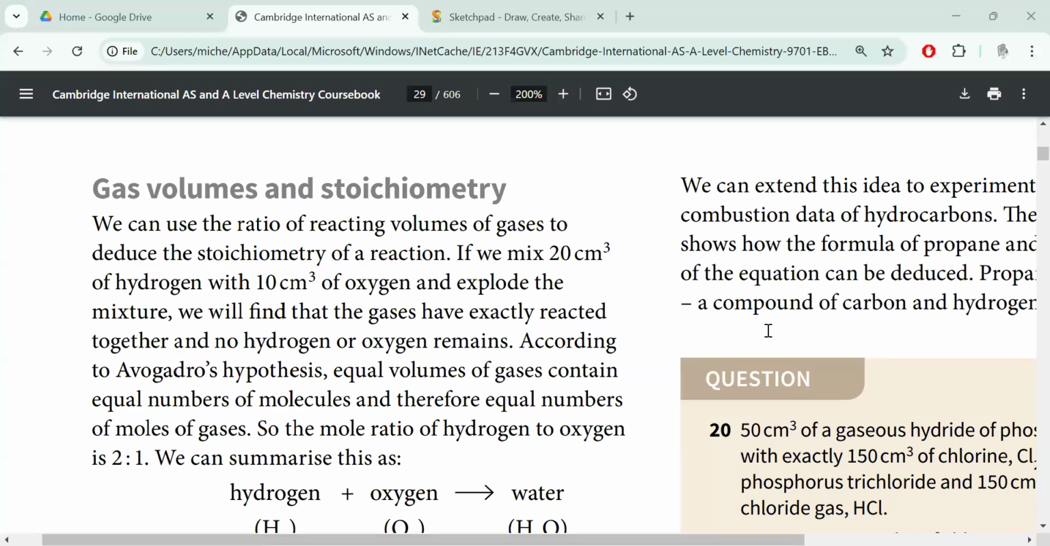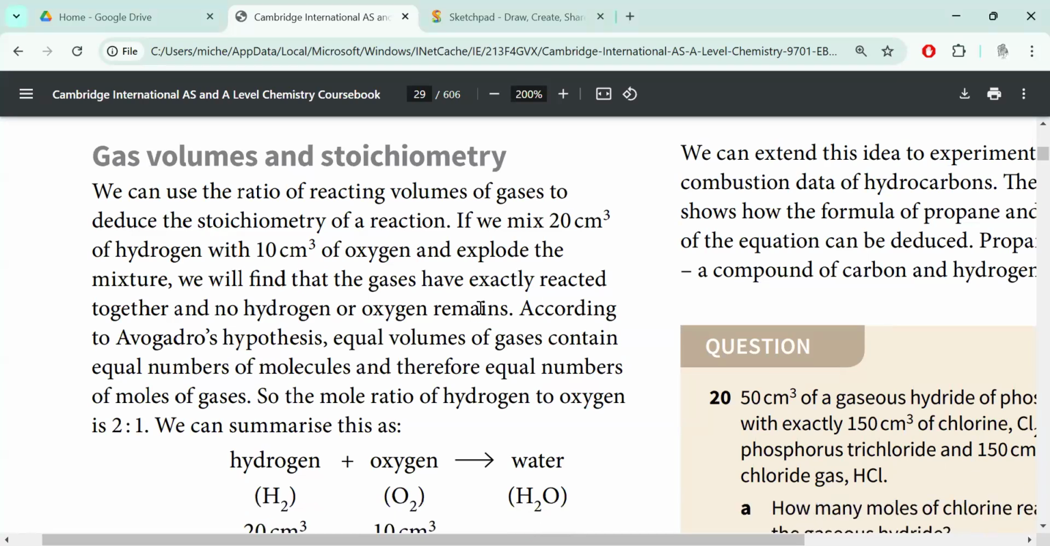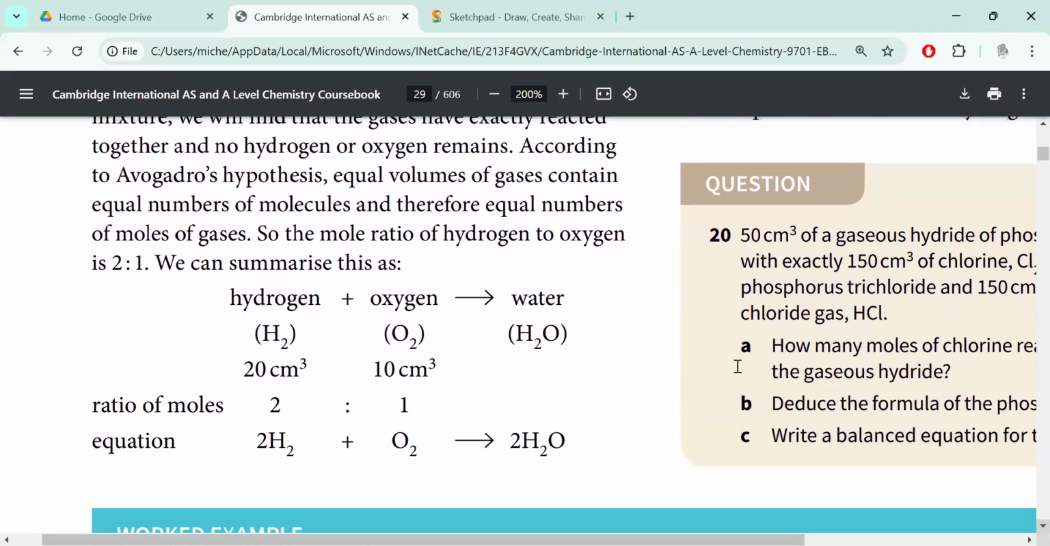Okay, so it's the gas volumes and stoichiometry. We can use the ratio of reacting volumes of gases to deduce the stoichiometry of a reaction. If we mix 20 cm³ of hydrogen with 10 cm³ of oxygen and explode the mixture, we will find the gases exactly react together, and no hydrogen or oxygen remains. According to Avogadro's hypothesis, equal volumes of gases contain equal numbers of molecules and therefore equal numbers of moles of gases. So the mole ratio of hydrogen to oxygen is 2:1. So it will be something like this.